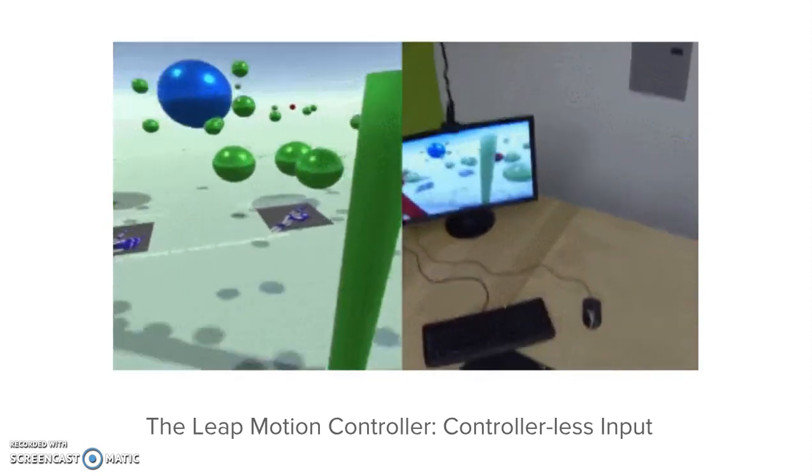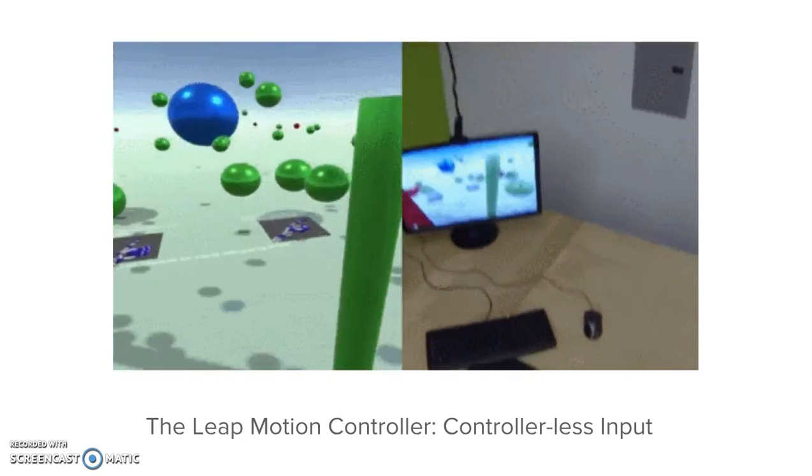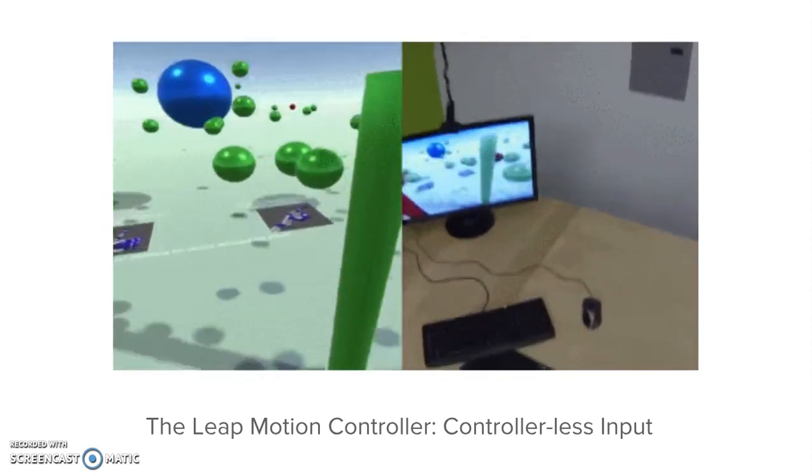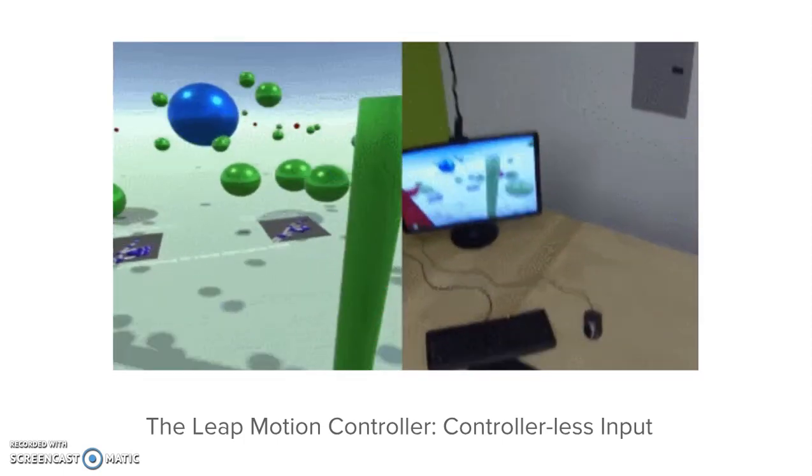So yeah, all in all, the ways that humans and computers interact with each other, they're advancing pretty quickly, and we can only hope that in the near future we might actually have some cool tech to live by.